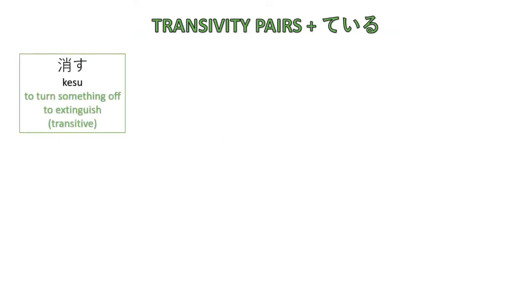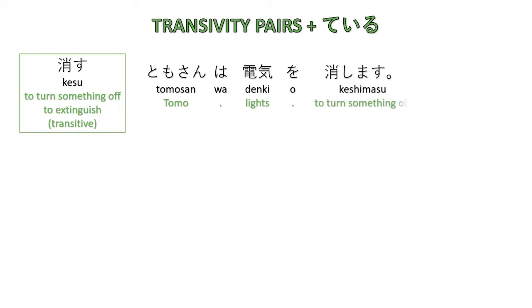Other example, we have kesu, to turn off something or to extinguish something like fire. So this is a transitive verb. Tomo-san wa denki o keshimasu. Tomo turns the light off. Okay, he turns the light off.